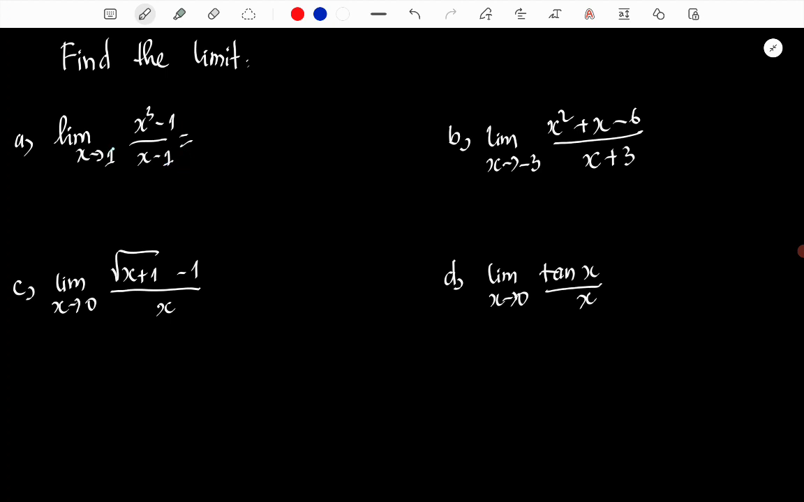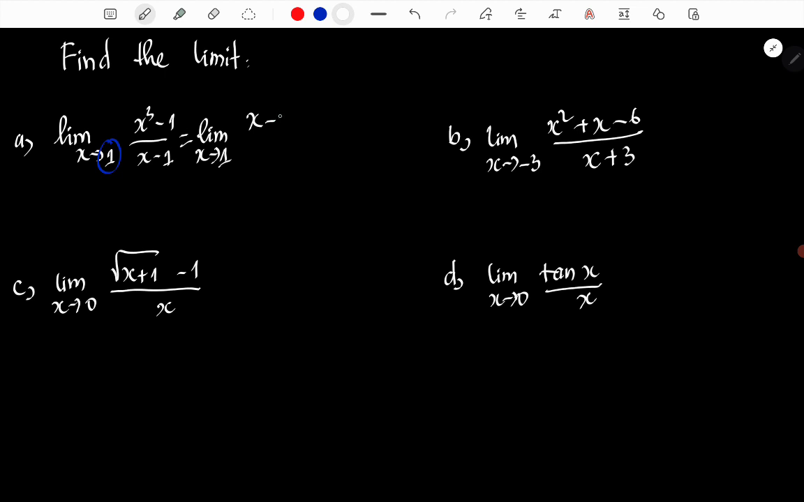If we just simply replace x equal to 1 here, we're going to have 1 minus 1 over 1 minus 1, which is 0 over 0. So we cannot find the limit of 0 divided by 0, right? So we need to do some manipulation, so we can look at the numerator. First of all, we need to write limit as x goes to 1.